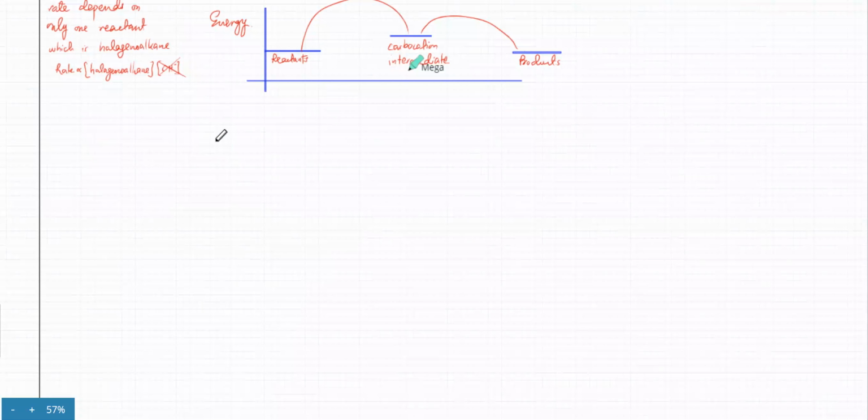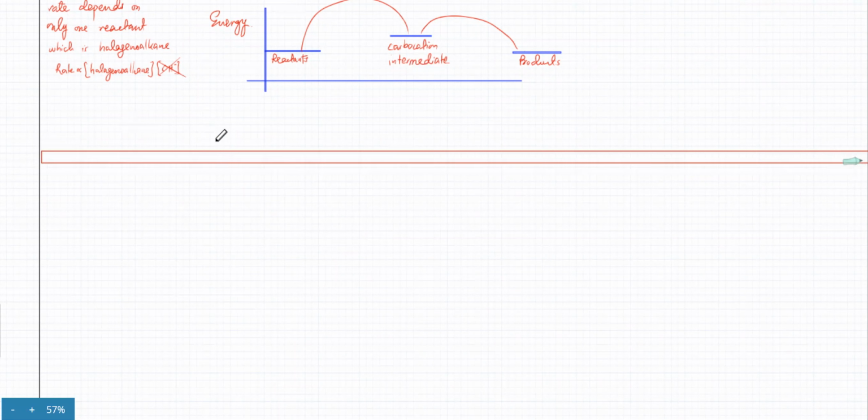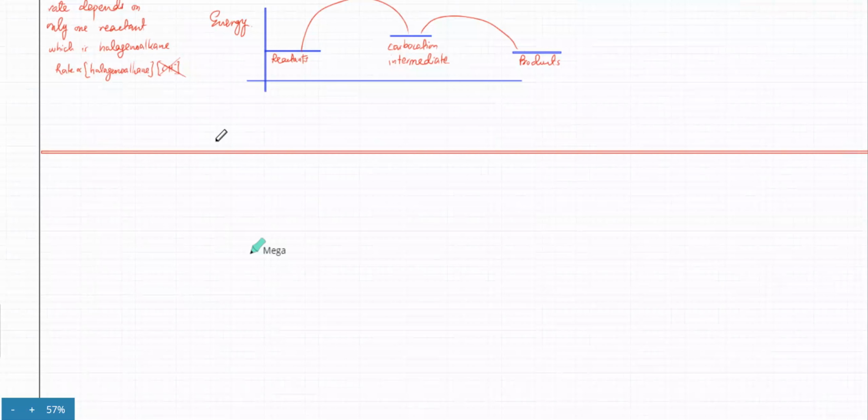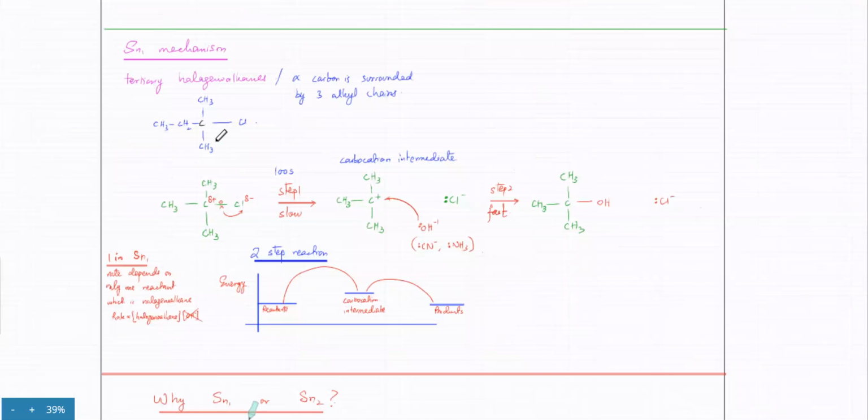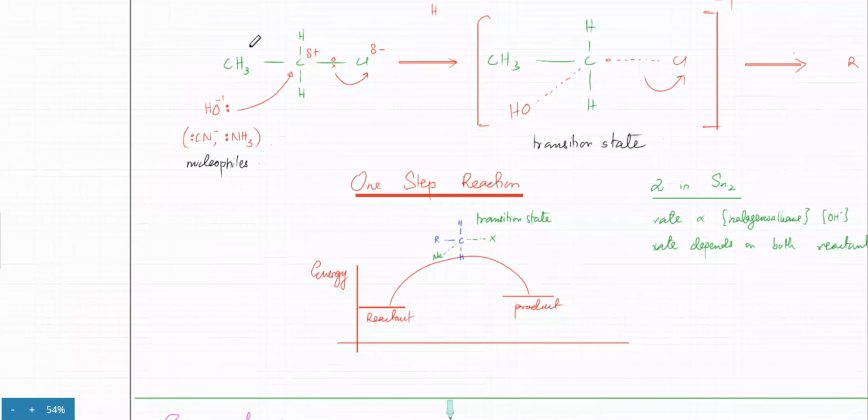Now the main thing. Why do they have different reactions? Why SN1, why SN2? Why does it happen? First notice the difference. In a primary halogenoalkane, the nucleophile is attacking the carbon directly and pushing the Cl away. So it's a one-step reaction. The OH just comes in directly and pushes the Cl away.